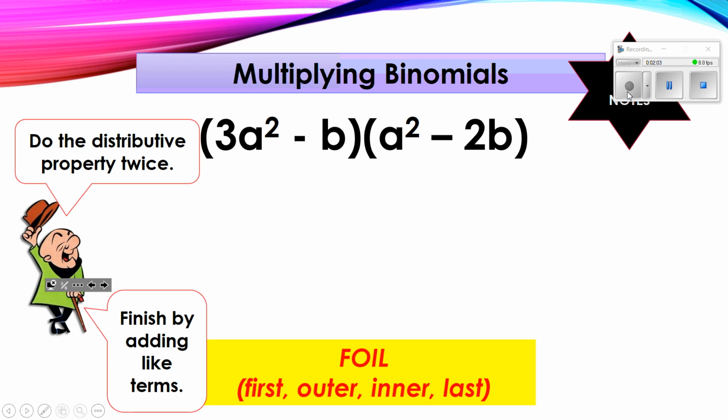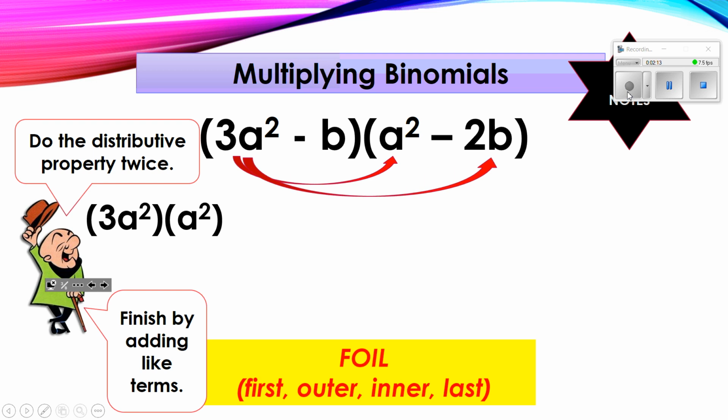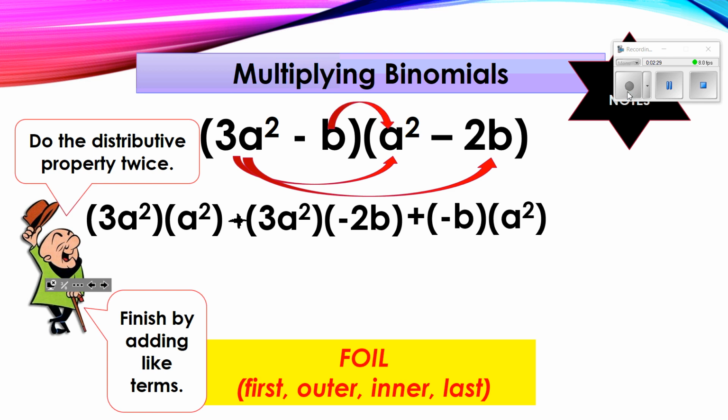We're doing FOIL, or the distributive property, twice. So in the first, we're going to do the first terms, which gives us 3a squared times a squared. And then we're going to do the last, or the outer terms, pardon me. And when we do that, this would be a plus sign. We have 3a squared times a negative 2b. Then we're going to do the inner terms, and we're going to multiply a negative b times an a squared. Then we're going to do the last terms, and we're going to multiply a negative b and a negative 2b.